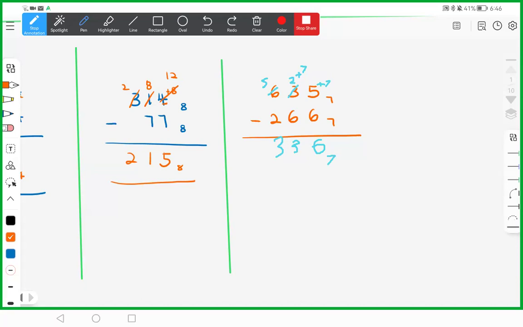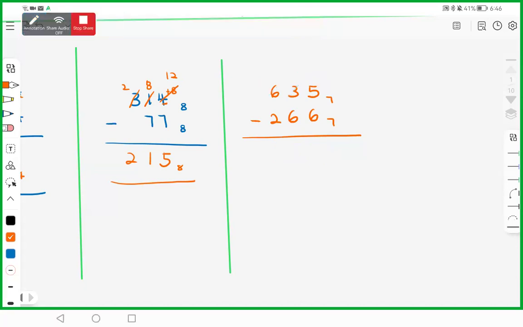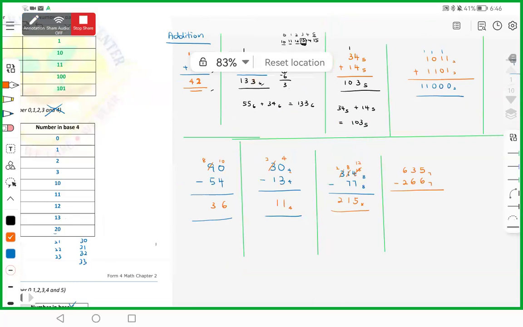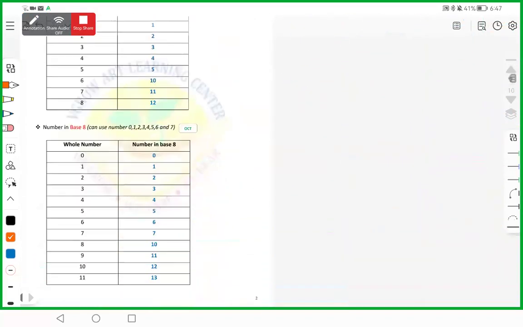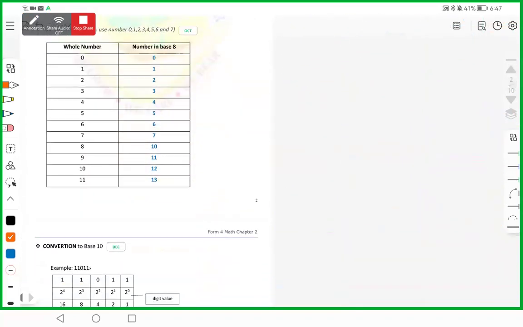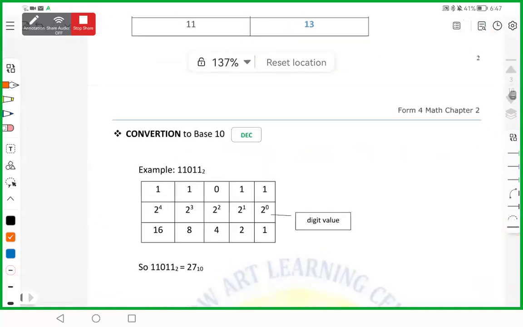Okay, so now you have the concept ready, addition and subtraction. Very easy, not that hard, right? Okay, so we have completed base number addition and also subtraction. So next part, we want to do the conversion, changing to another base, from base 2 to base 10, or from base 3 to base 10. So the idea now is changing to base 10.